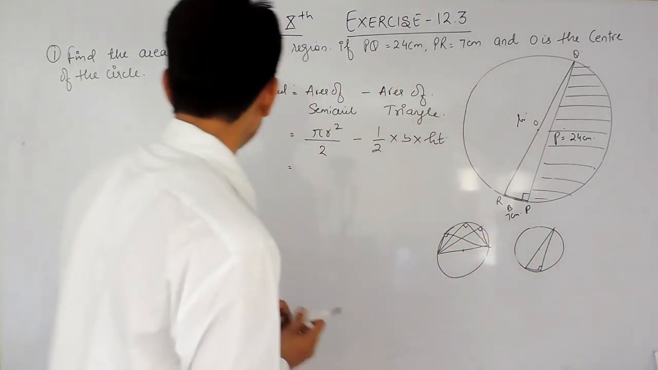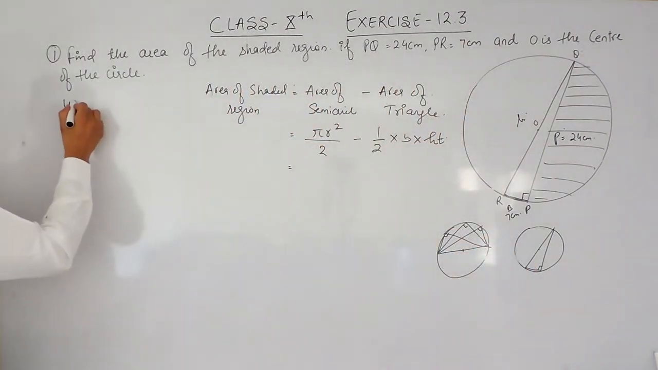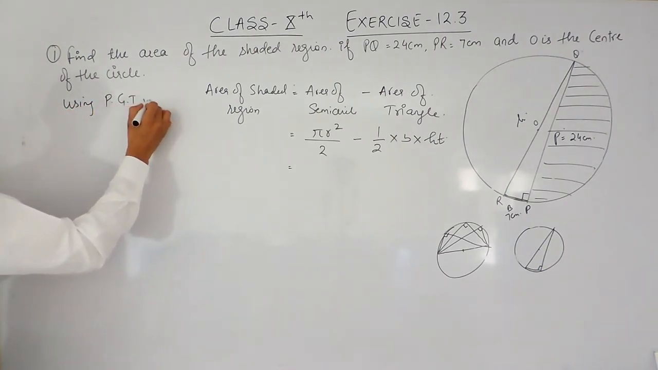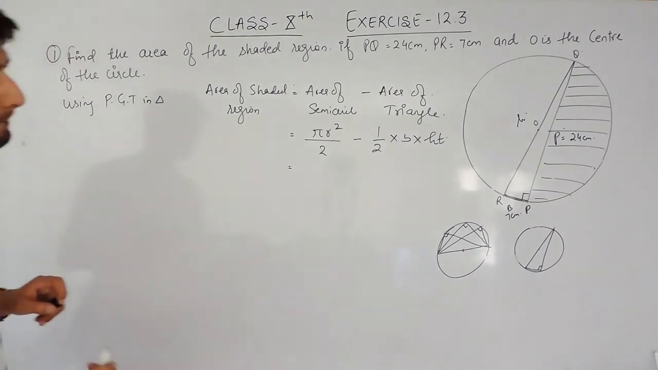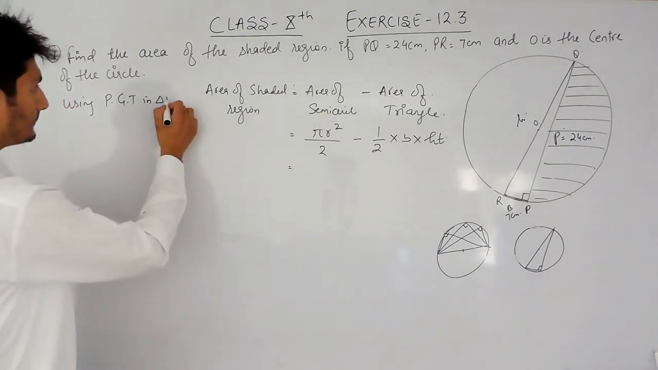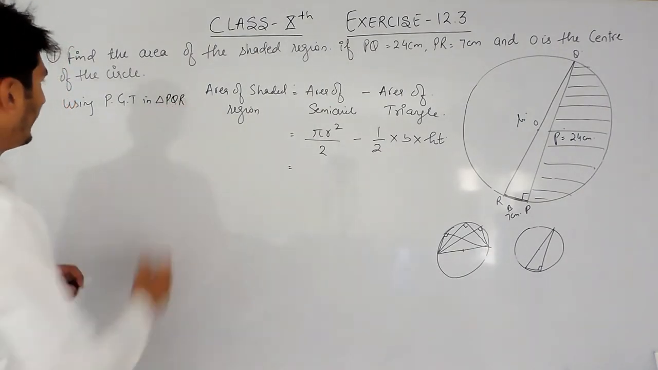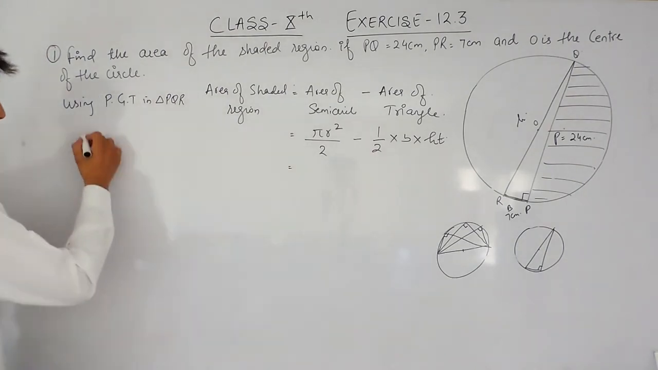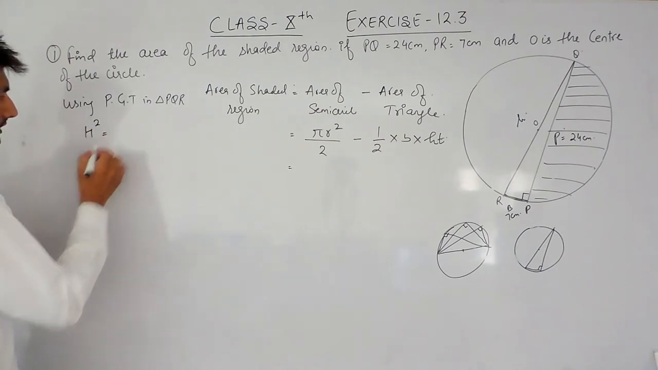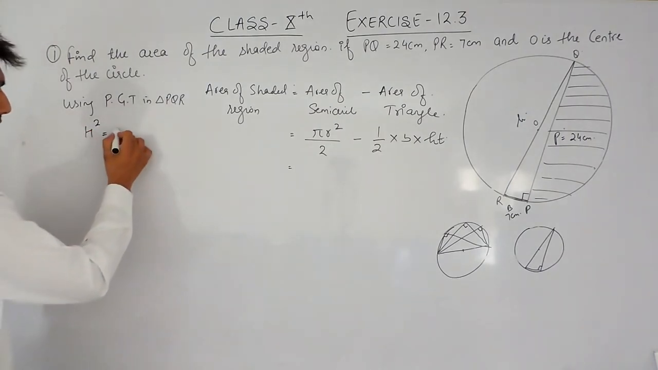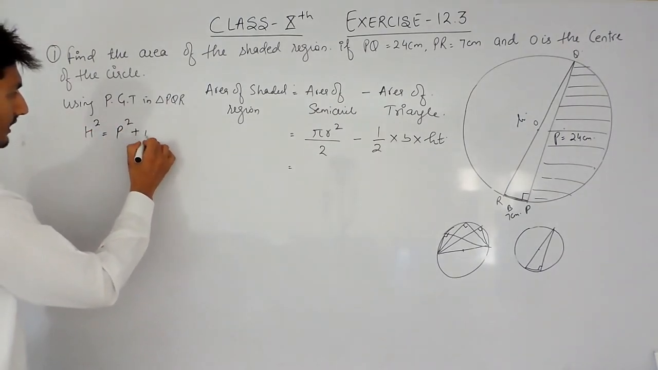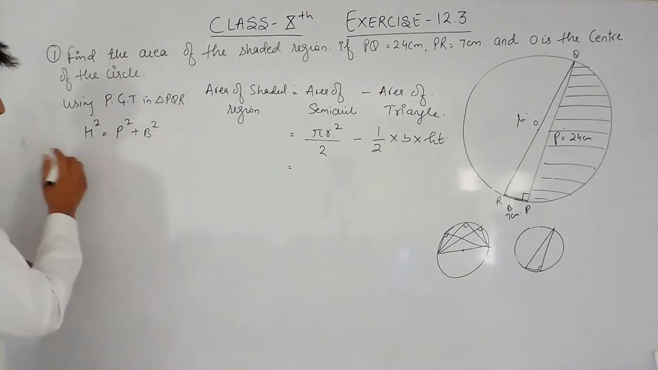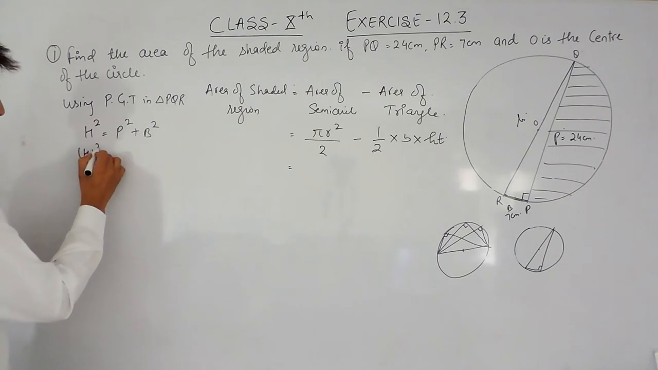Okay, now using Pythagoras theorem in triangle PQR. Okay, and Pythagoras theorem states that in a right angle triangle, the square of its hypotenuse, which is the longest side, is equal to the sum of squares of other two sides. Okay, so here I have to find the hypotenuse.